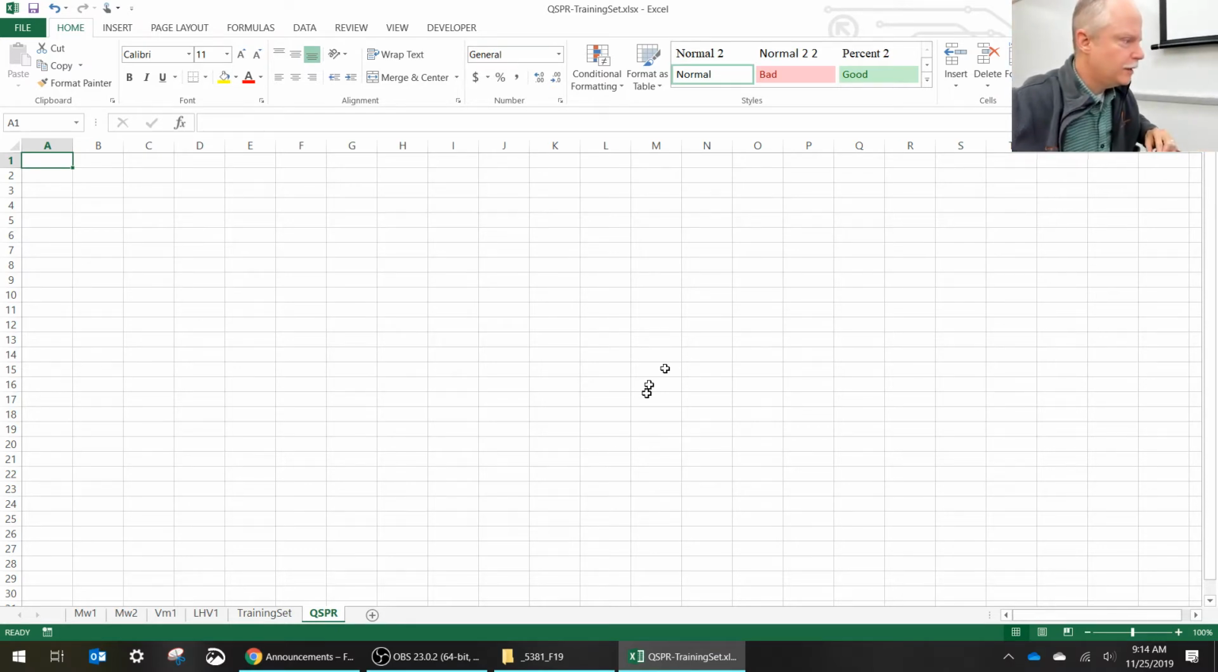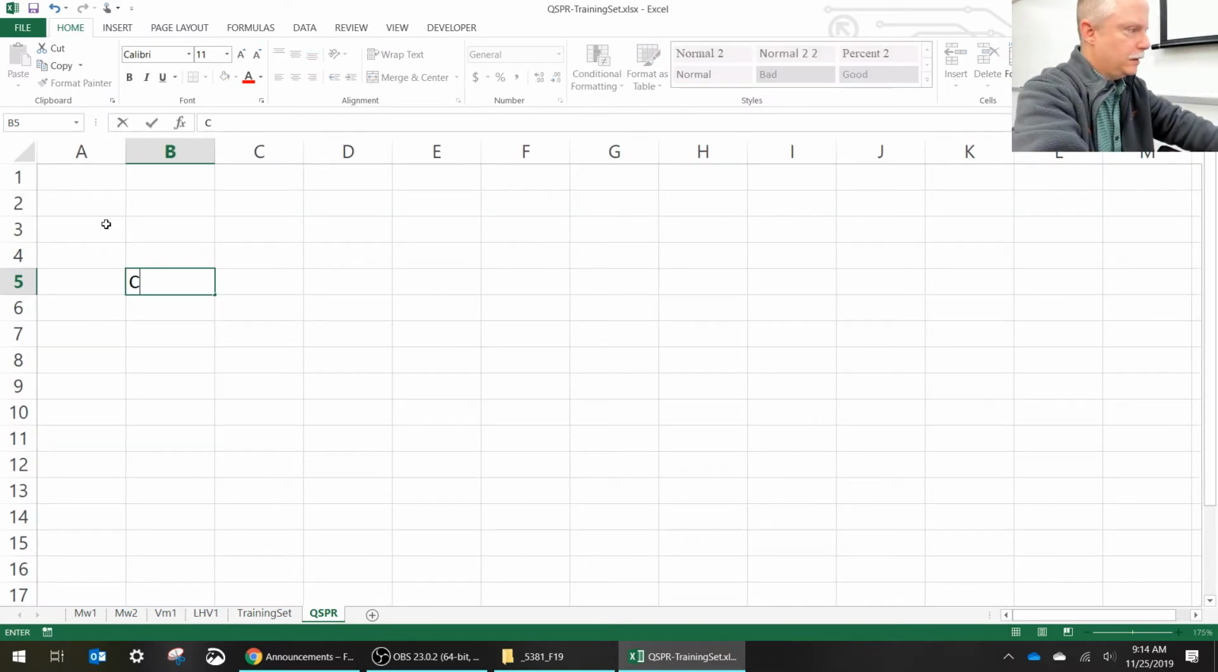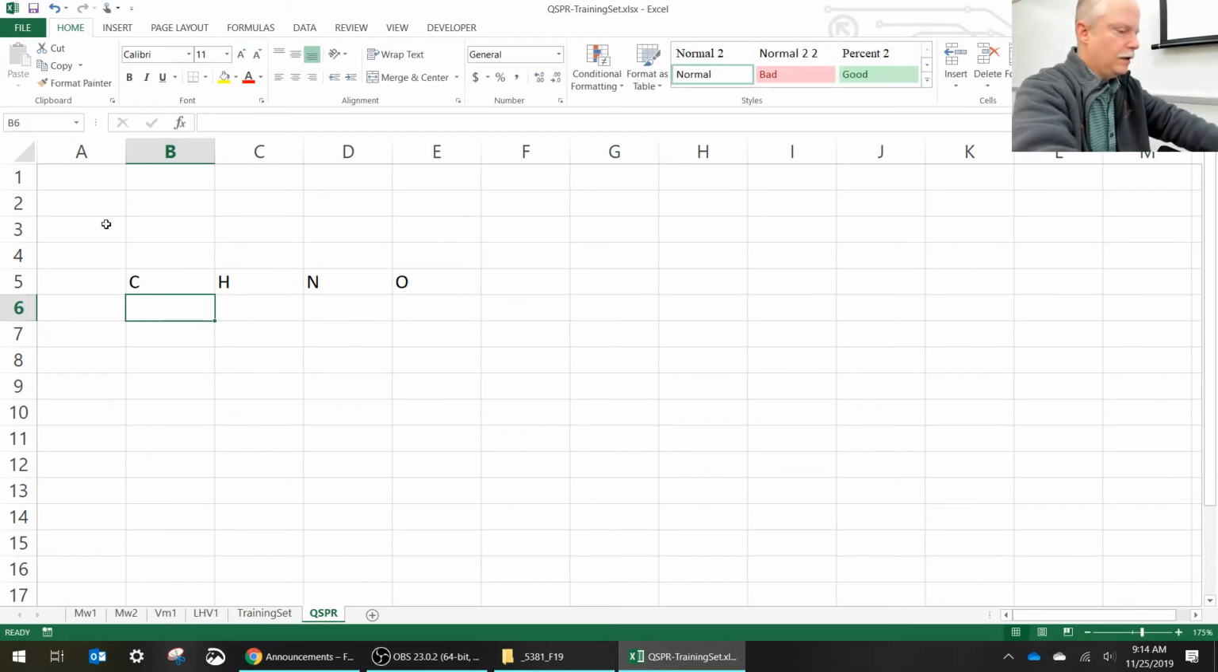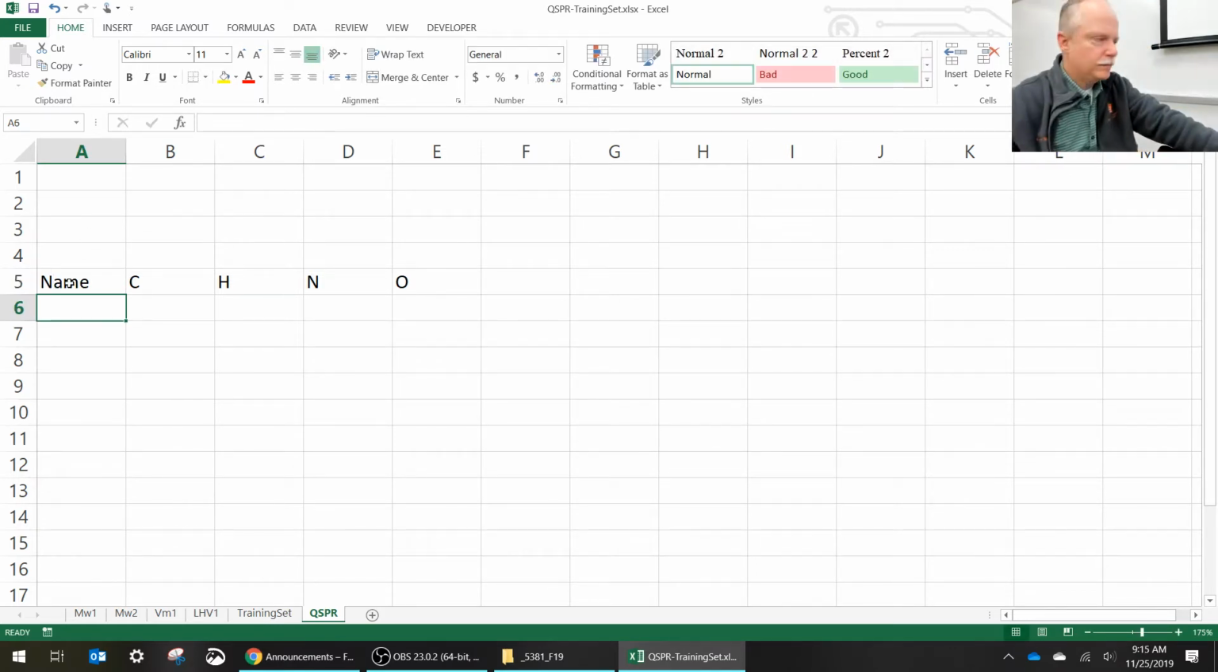Okay, so what we're going to do now is create some columns for our carbon, nitrogen, oxygen, and fluorine. Let's come down here to like the fifth row. Let's make it bigger. So C, H, N, O. And if we have a name, we could put a name cell in there.